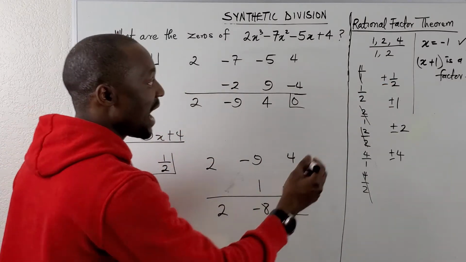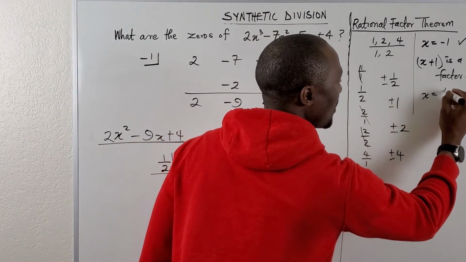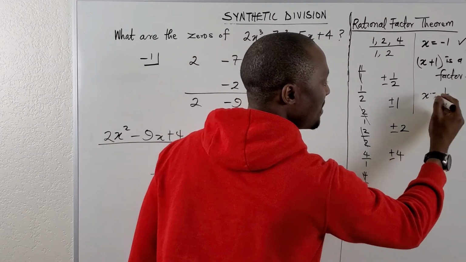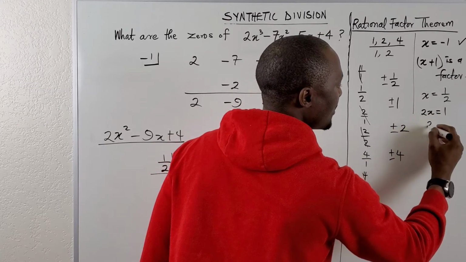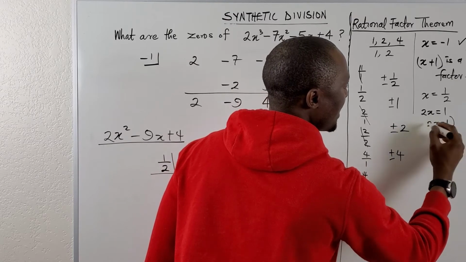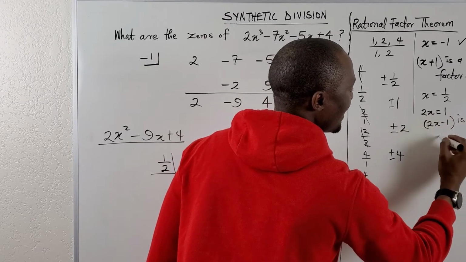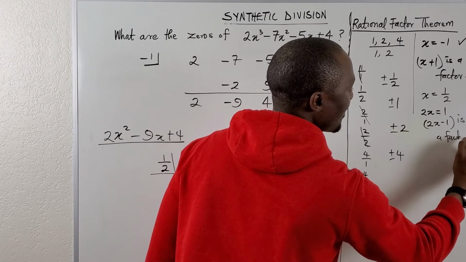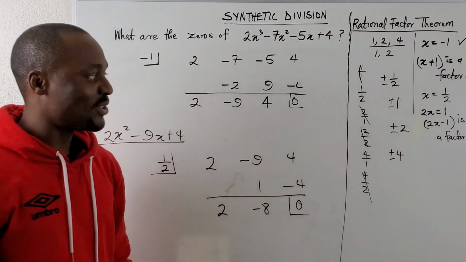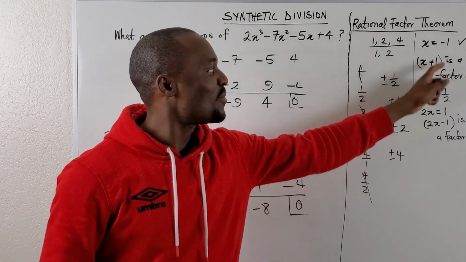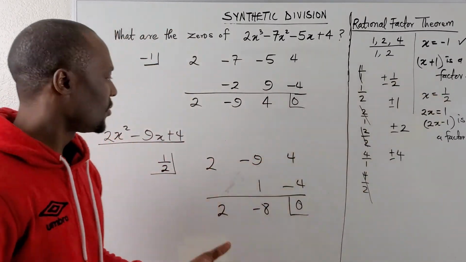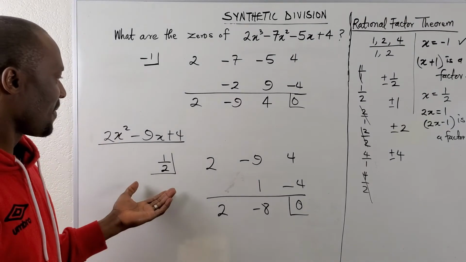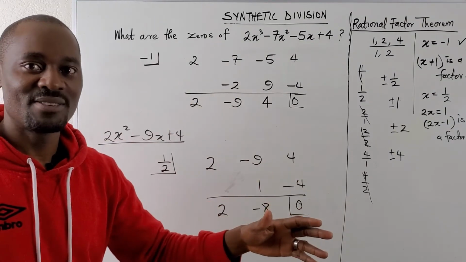So x equals half also is a factor. X equals 1/2, which simply means if you cross multiply, you have 2x equals 1, and 2x minus 1 is also a factor. So we have two factors. We have 2x minus 1, and we have x plus 1. So there's only one thing left. It's just to find the final factor.